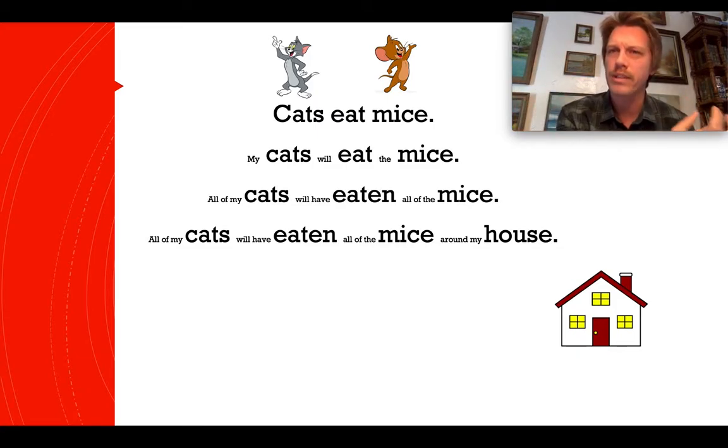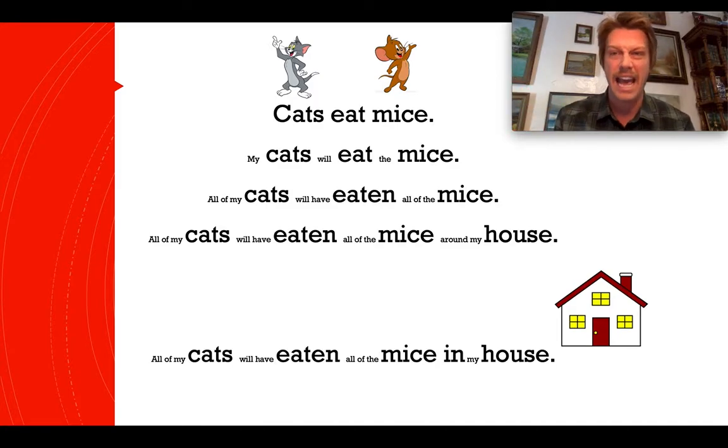Now that house, that's really important, right? I'm not talking about the mice at the mall or the mice in the park. It's the mice around my house. Sometimes these little words become very important because there's a big difference between the mice around my house, but outside, and the mice in my house, because that's kind of disgusting.